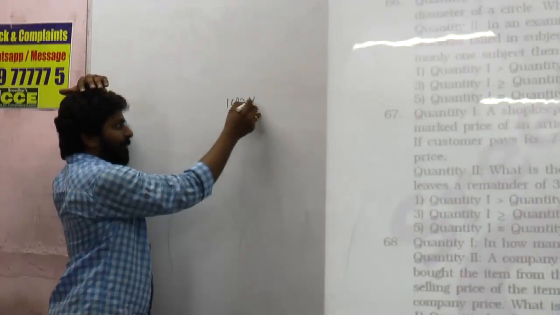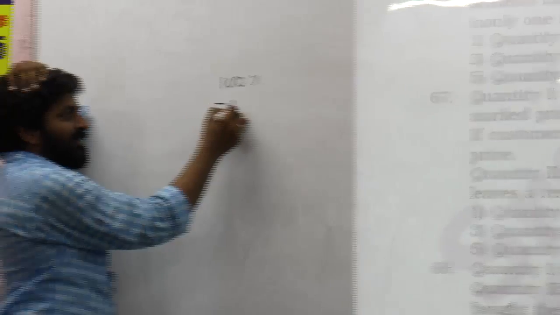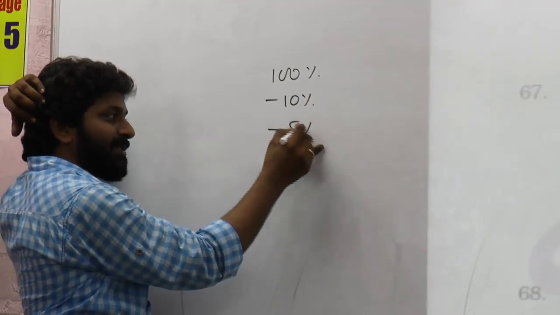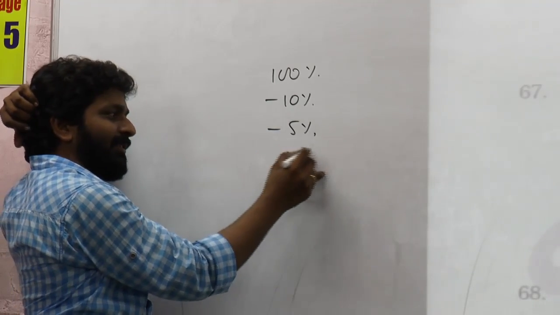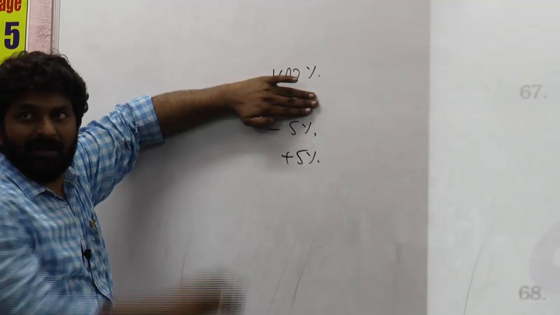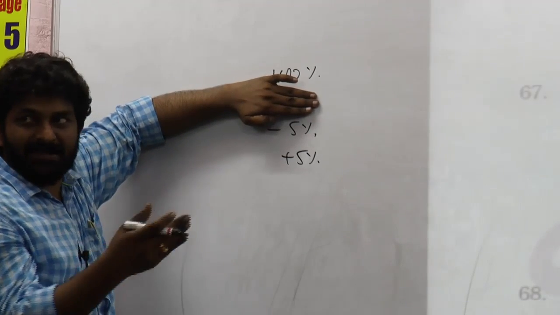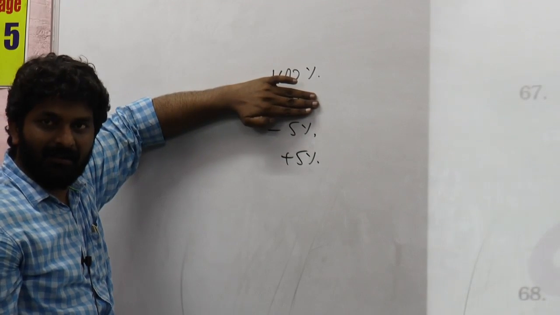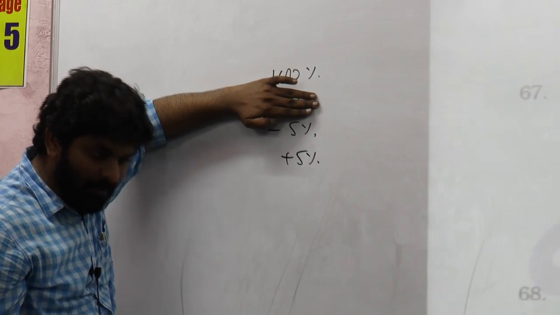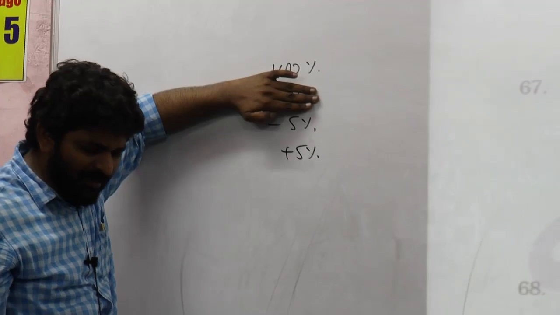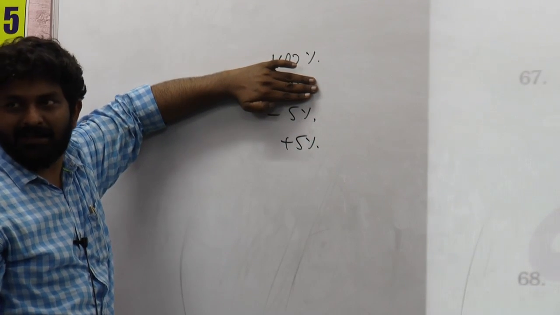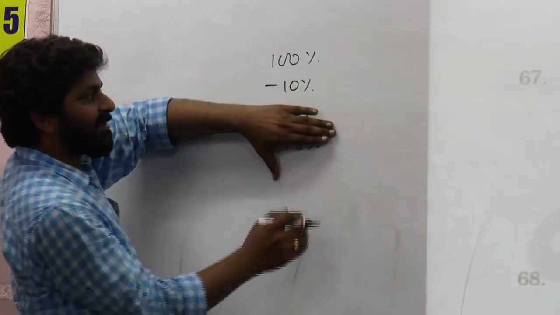We have market price 100%. Now he is giving a discount of 10% first, and then again 5%, and charging 5% sale tax. Forget about this. On the same number, if you increase it by X% and decrease it by X%, what will be the overall effect? Loss of X square by 100 percent. Yes or no? Right. Keep it aside.